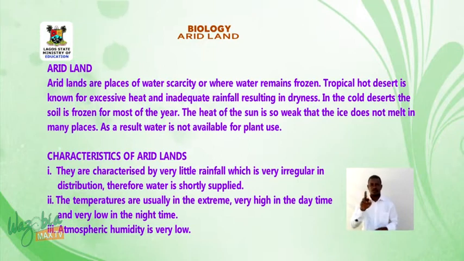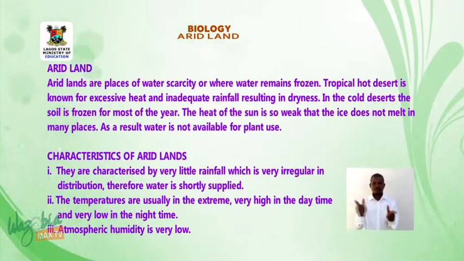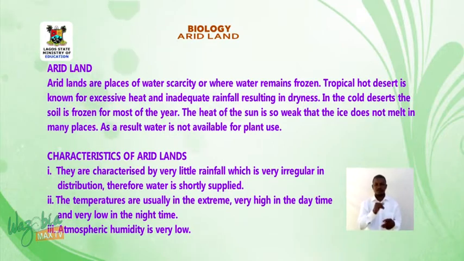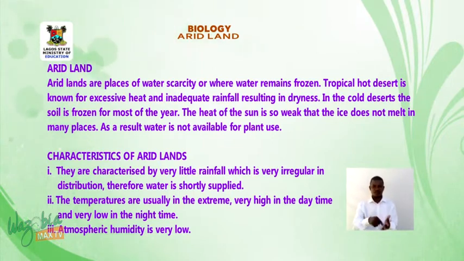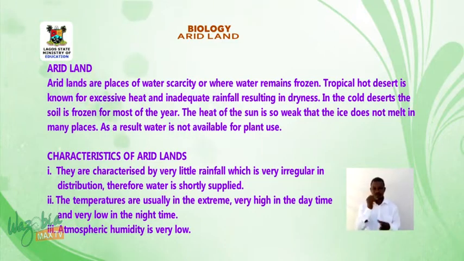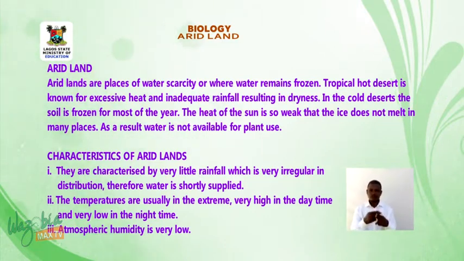Characteristics of arid lands. 1. They are characterized by very little rainfall, which is very irregular in distribution. Therefore, water is shortly supplied because the rainfall in that environment is not much.